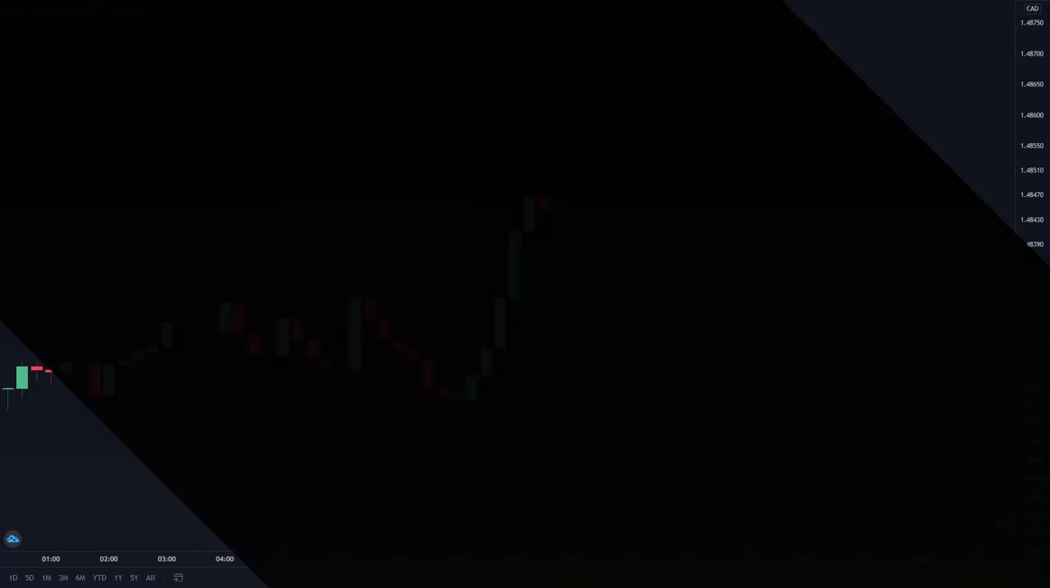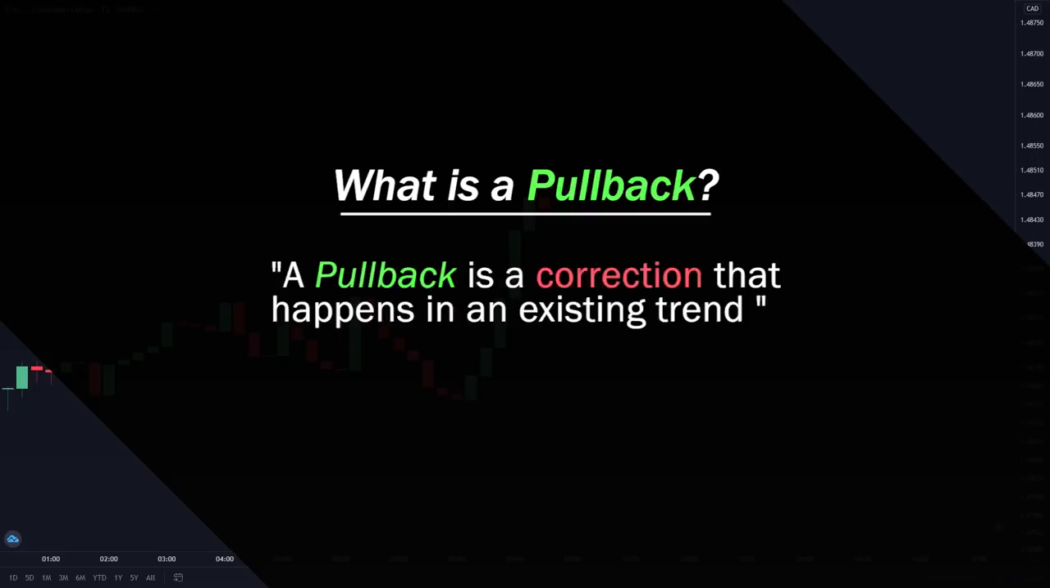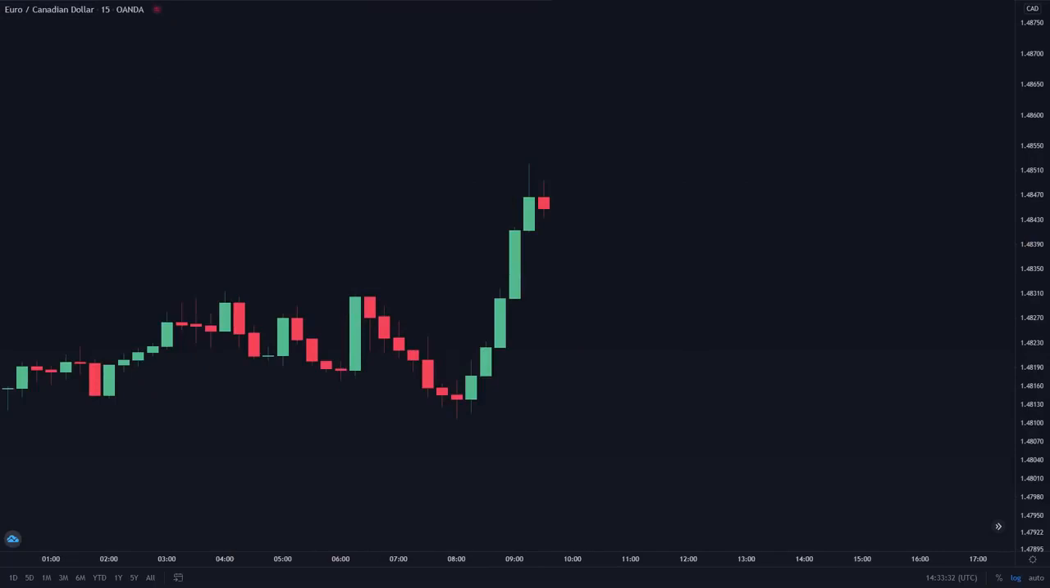First, let's start with the basics. What is a pullback exactly? A pullback is simply a correction that happens in an existing trend. And so, why is it so important to understand? Let me give you a scenario. Let's say that the current market is on an uptrend and you're looking to enter a buy position.